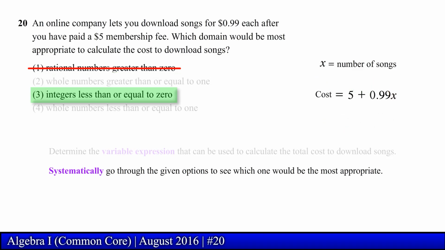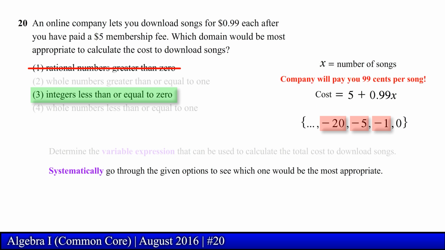Option 3 reads, integers less than or equal to 0. This set will include numbers such as 0, -1, -5, and -20. The number 0 makes sense since you can decide not to buy a song. But the negative integers means that the online company will actually pay us 99 cents when we decide to purchase a song. So this domain makes no sense. Companies tend to take your money, not give you money.